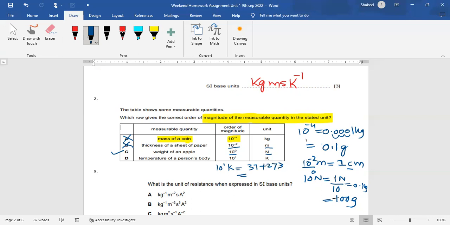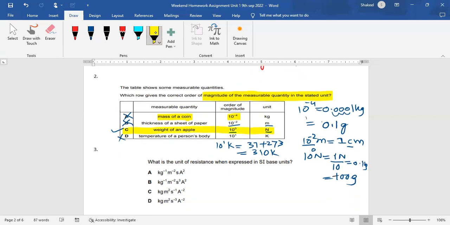So it's like almost 310 Kelvin. So yeah, this is incorrect. So your correct option is option C, which is weight of an apple.